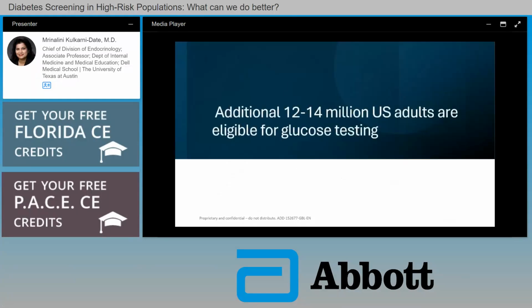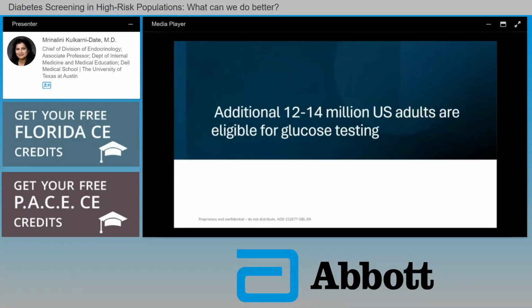So what did that do? The changes in the criteria, particularly the age of screening, mean that there are an additional 12 to 14 million adults in the United States who are eligible for glucose testing. That's quite a big number and somewhat overwhelming if you think about it from a clinician standpoint.